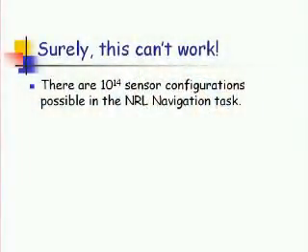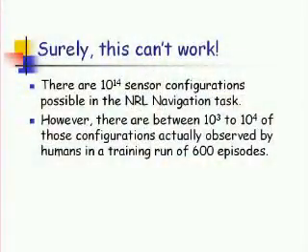Well, when I showed this to the ONR before I actually went and built this, they said this is not going to work. Didn't you say there were 10 to the 14 sensor configurations? The lookup table is going to be 10 to the 14? And you're talking about doing this fast and cheap?